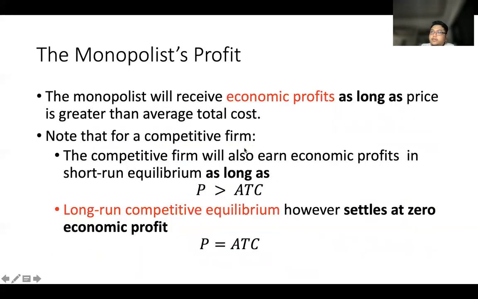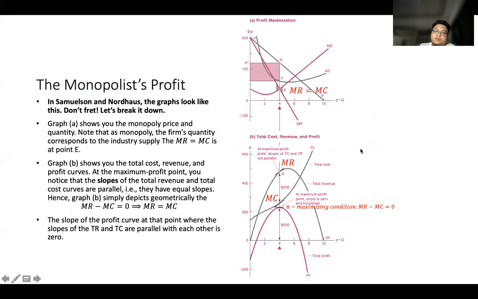So the monopolist will receive economic profits as long as price is greater than average total cost. Note that a competitive firm will also earn economic profits in the short run, as long as this is the case. But in the long run, there's zero economic profit, as we discussed in the previous section. I'm just adding this so that you can get a glimpse of how different a competitive firm is from a monopolist firm. We also have this figure in Samuelson.